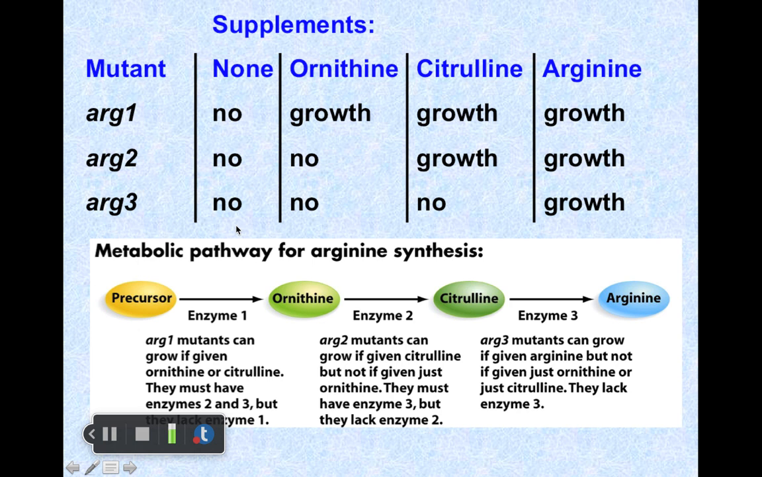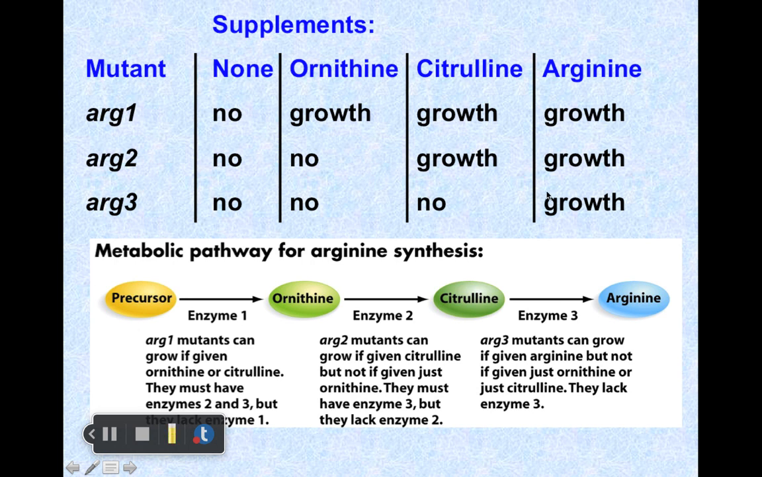Another strain was mutated in the gene that codes for enzyme 2. And so again, think about the pathway. If you added ornithine, that would not allow the fungus to grow simply because you don't have the second enzyme here that can convert ornithine to citrulline. However, if you had citrulline or arginine, again, you would expect those to grow. And sure enough, that's what they found in the second strain.